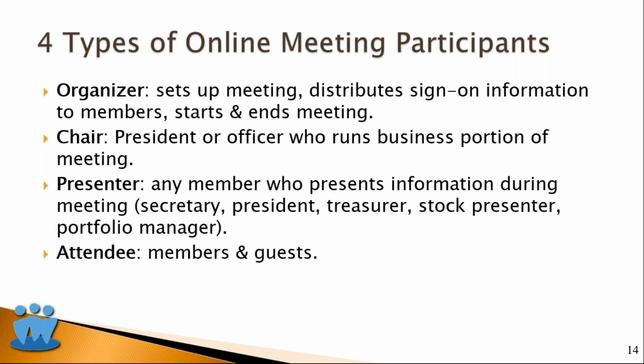There can be more than one organizer, and it's actually often a good practice to have a second organizer, not only as a backup, but because with many services like GoToMeeting, if the organizer gets disconnected, after a certain time the meeting is ended. So having a second organizer will make sure that if one organizer gets disconnected, another is available. Now I refer to the chair as the president or the other officer who's running the business portion of the meeting.